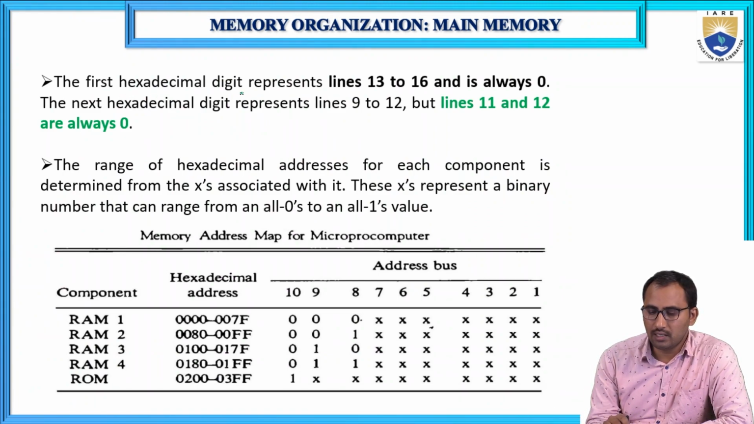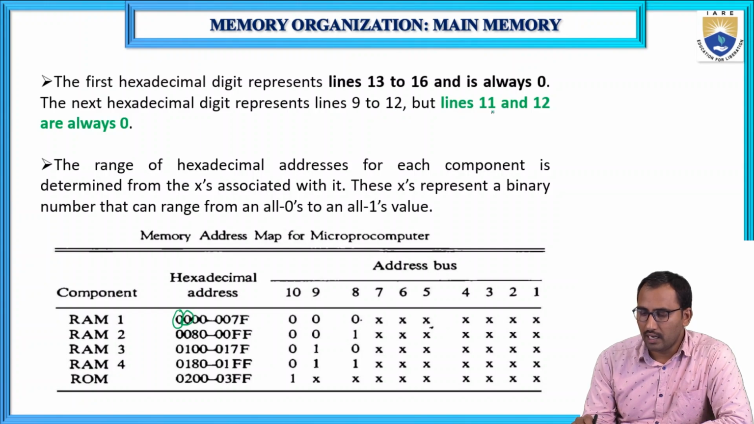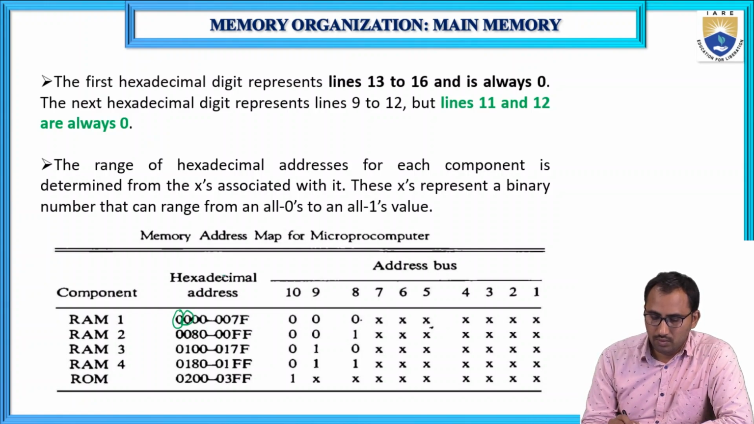So the first hexadecimal digit represents the lines 13 to 16. This one is always 0. The next hexadecimal digit represents lines 9 to 12. But lines 11 and 12 are always 0. So the range of hexadecimal address for each component is determined from the x's associated with it. So x represents the binary number that can range from all zeros to all ones.